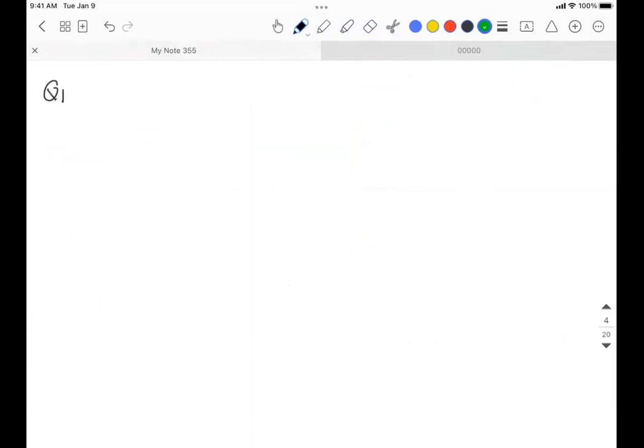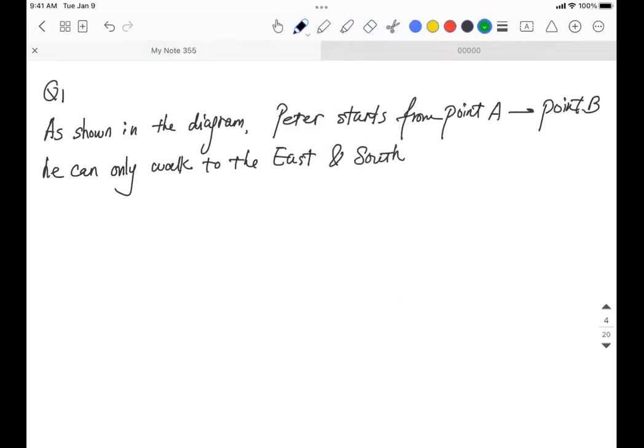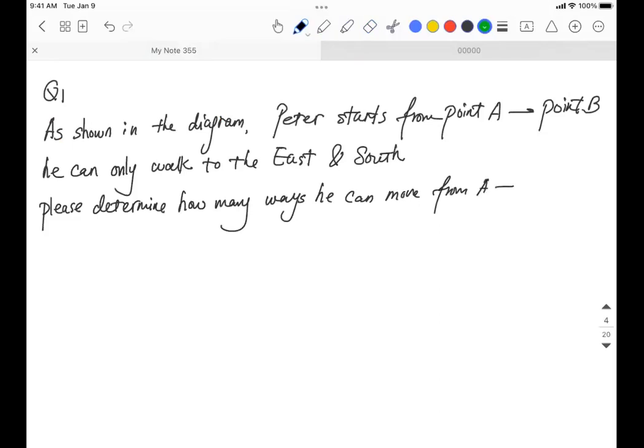So this is our question number one, as shown in the diagram. Peter starts from point A to point B. He can only walk to the east and to the south. Please determine how many ways he can move from A to B.